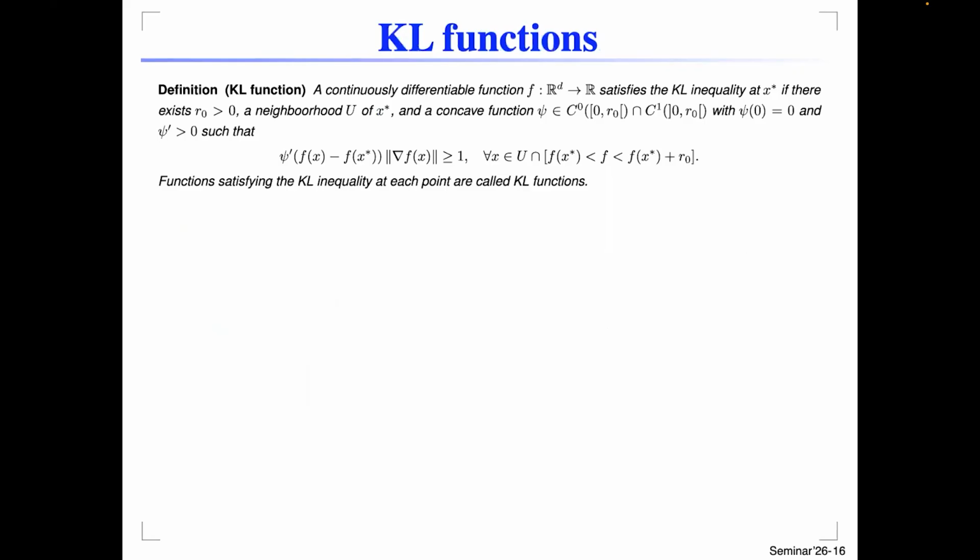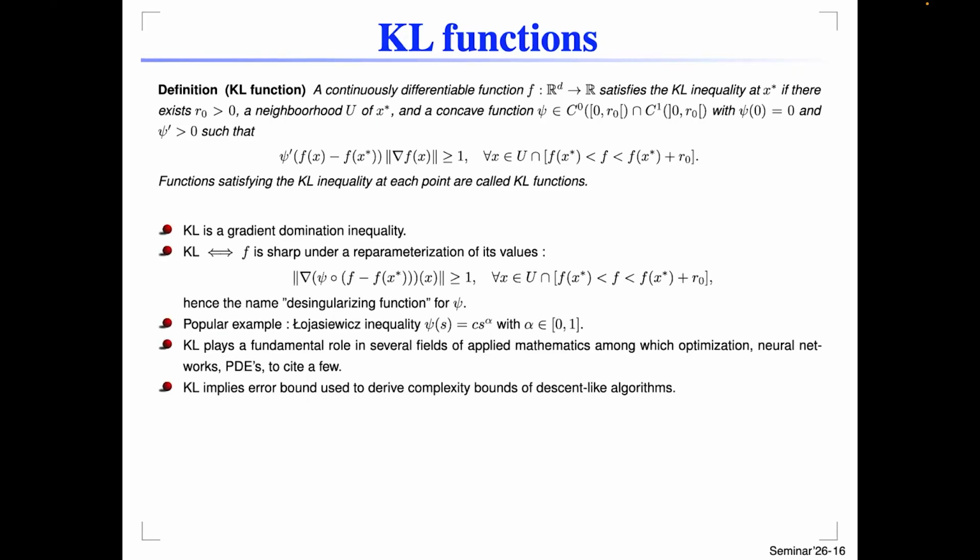For this, I need the notion of Kurdyka-Lojasiewicz functions. I'm pretty sure many of you know this, but I was not sure. So what is a KL function? It is a function that verifies what we call the Kurdyka-Lojasiewicz inequality. You can look at this inequality analytically, but there's an even better way to understand it: the function will become sharp if you reparameterize it. The reparameterizing function we call a desingularizing function. Typically the function can be flat, and if you reparameterize it by psi, then it becomes sharp.